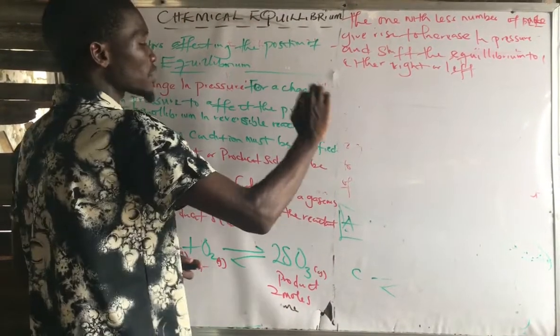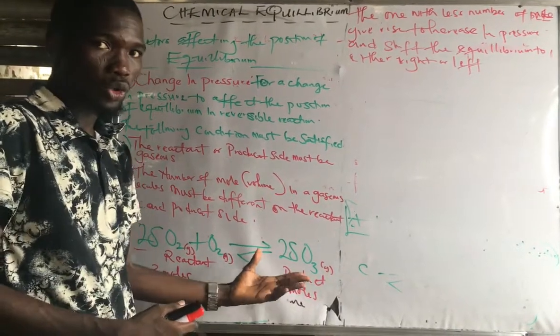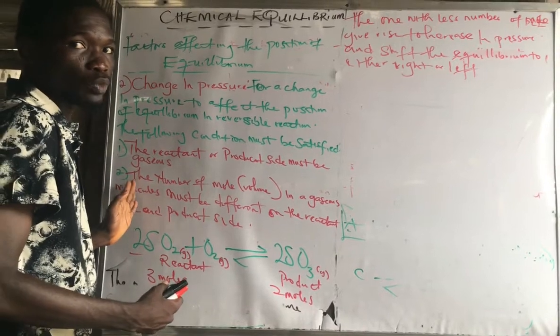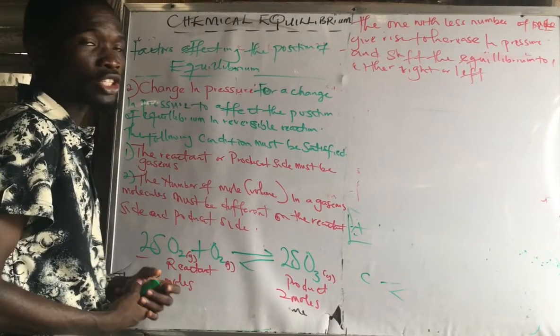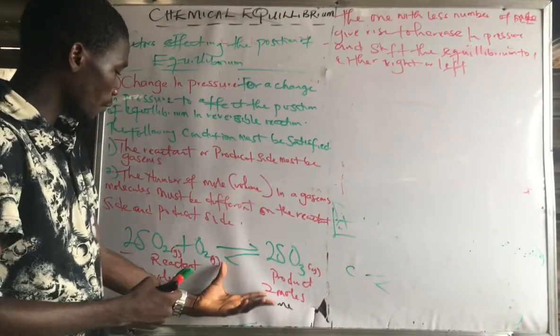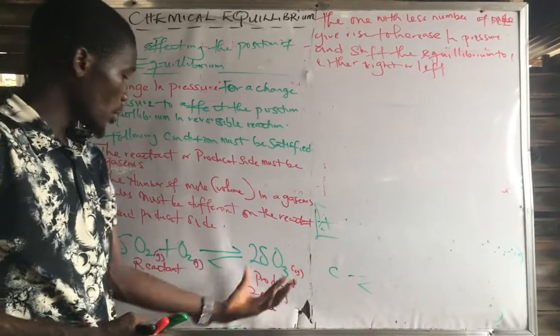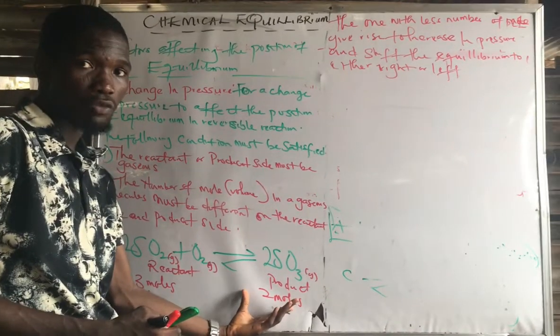Why I'm using either right or left is that in some cases the one with less number of moles can be at the left hand side. So if there is an increase at the left hand side, it's telling you guys that the equilibrium will shift to the left hand side. So now for this equation given here, the equilibrium will shift to the right hand side because we have the one with less number of moles.